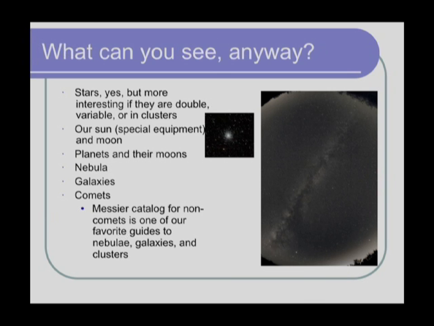The moon, of course, I said, and I've got a slide on the moon. Planets and their moons. The only moons you're going to see on a telescope this size really are the 4 bright moons of Jupiter, and I'll talk about that. You can see some of the moons of Saturn as well, certainly Titan. But planets are always fun, and I'll talk about planets.